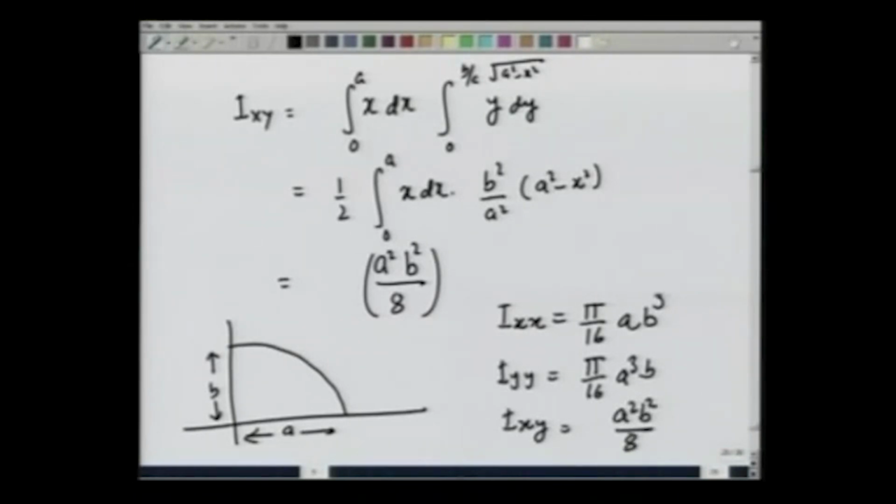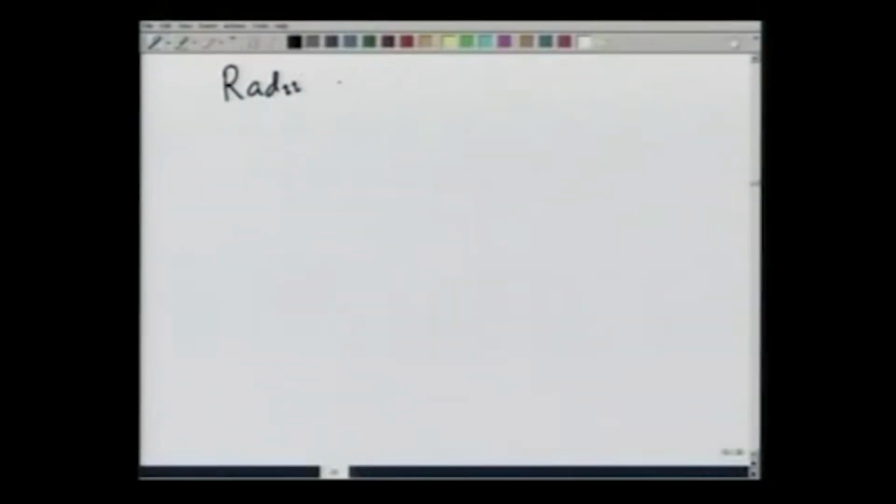I'll now leave it for you as an easy exercise to calculate Ixx and Iyy, that is the second moment of area with respect to x and y axis, for the entire ellipse, and also show that Ixy for the entire ellipse is going to be 0 because of the symmetry between x and y axis. Using the second moment of area, we can also define something called the radii of gyration. By gyration, you can already see that these quantities are going to be useful when we describe rotation.